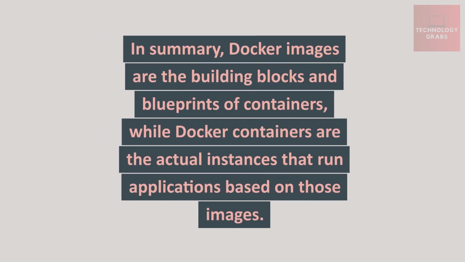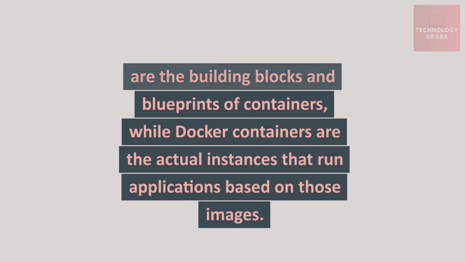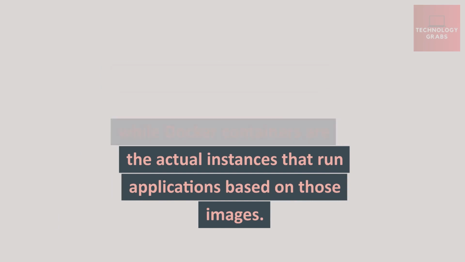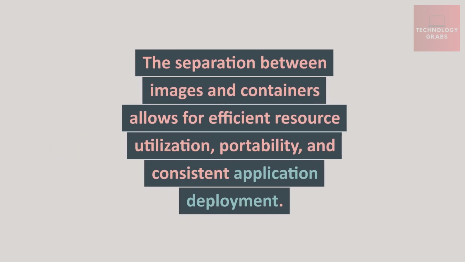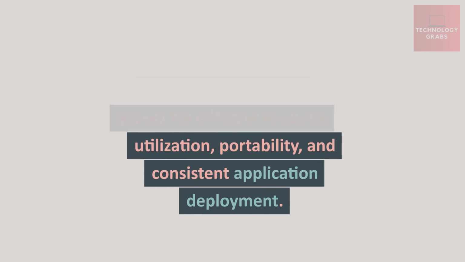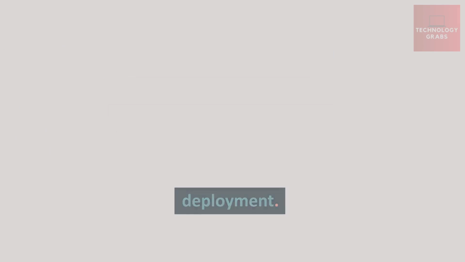In summary, Docker images are the building blocks and blueprints of containers, while Docker containers are the actual instances that run applications based on those images. The separation between images and containers allows for efficient resource utilization, portability, and consistent application deployment.